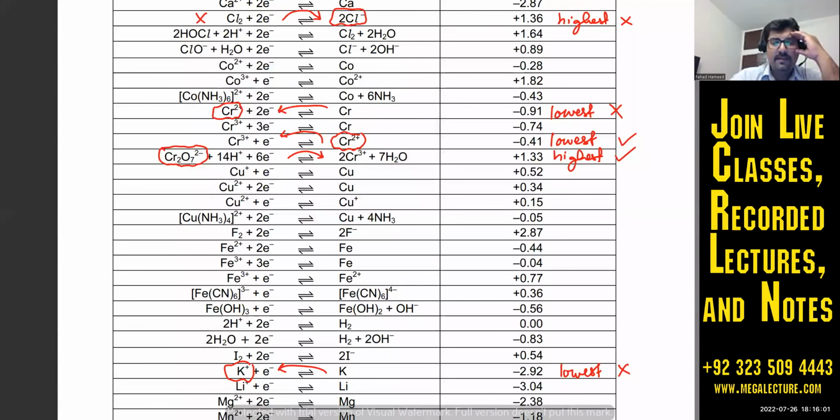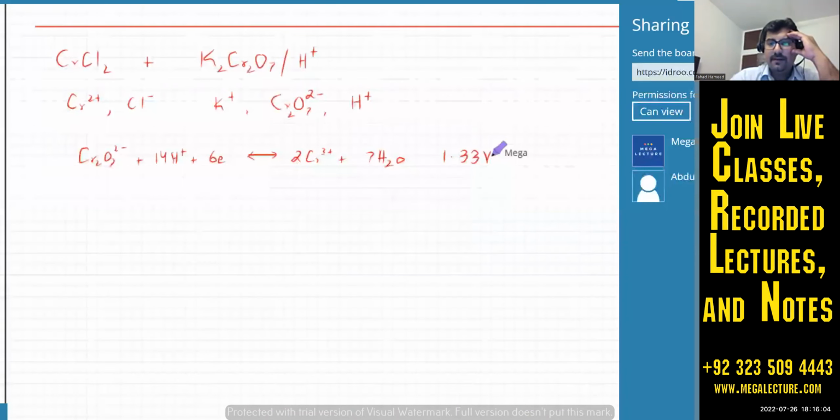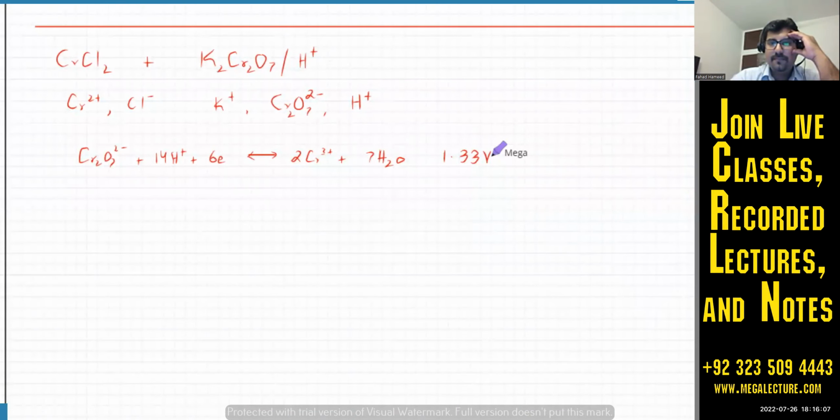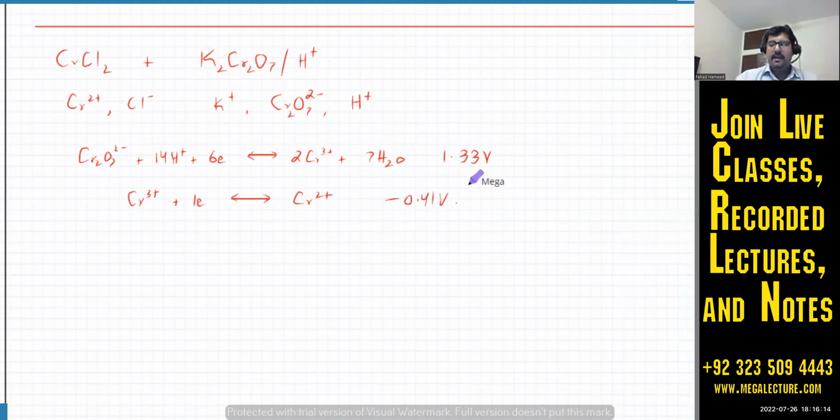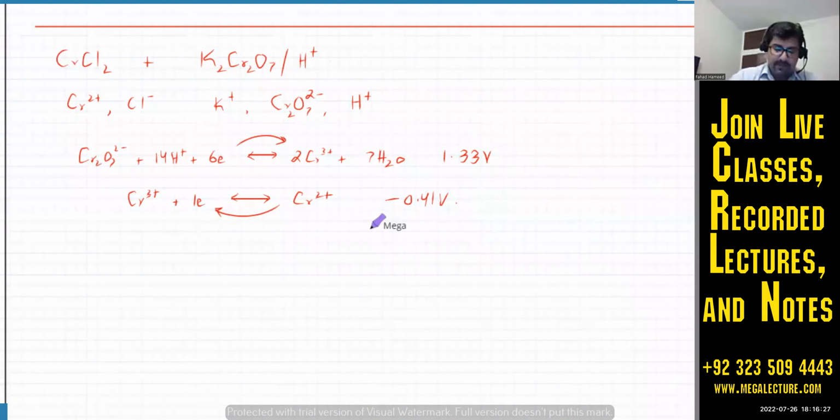And then I've written down the two reactions. The highest one gains electrons, and the lowest one loses electrons. So that's what the reaction is. I have to make the number of electrons gained and lost equal. In this case, I have to multiply the bottom equation by 6. So the 6 electrons should be equal, okay? And you can make the overall equation in just one go.